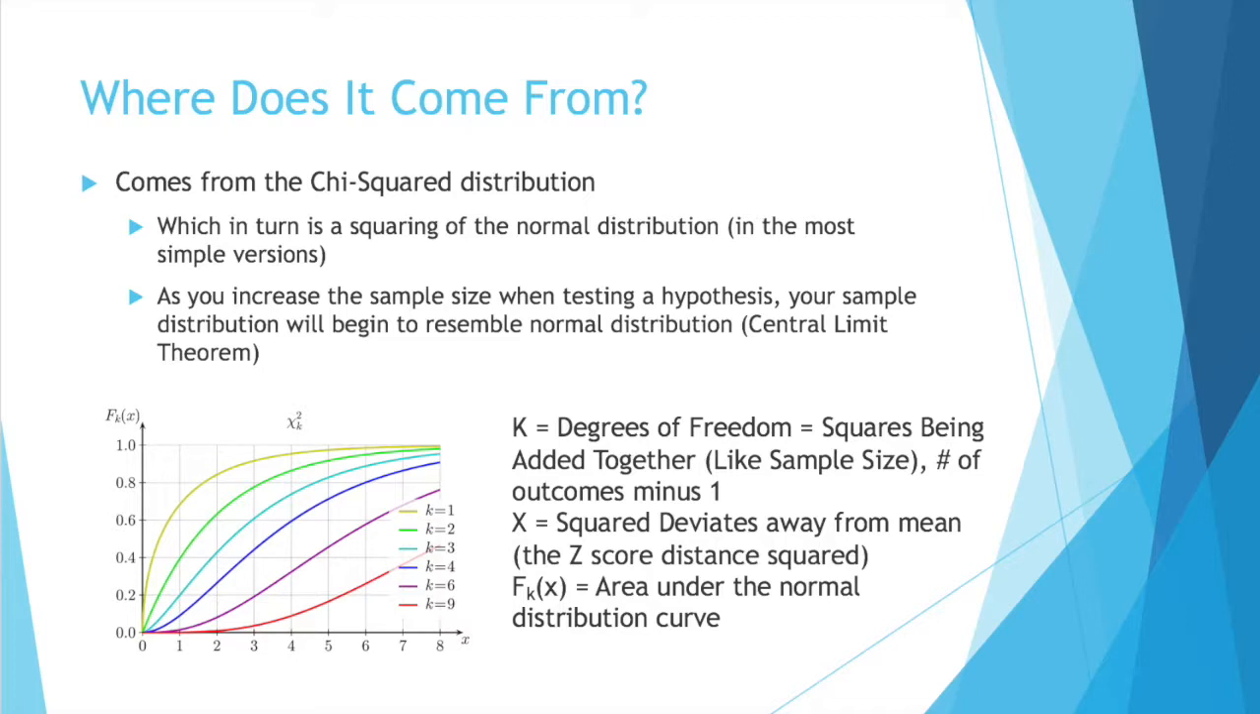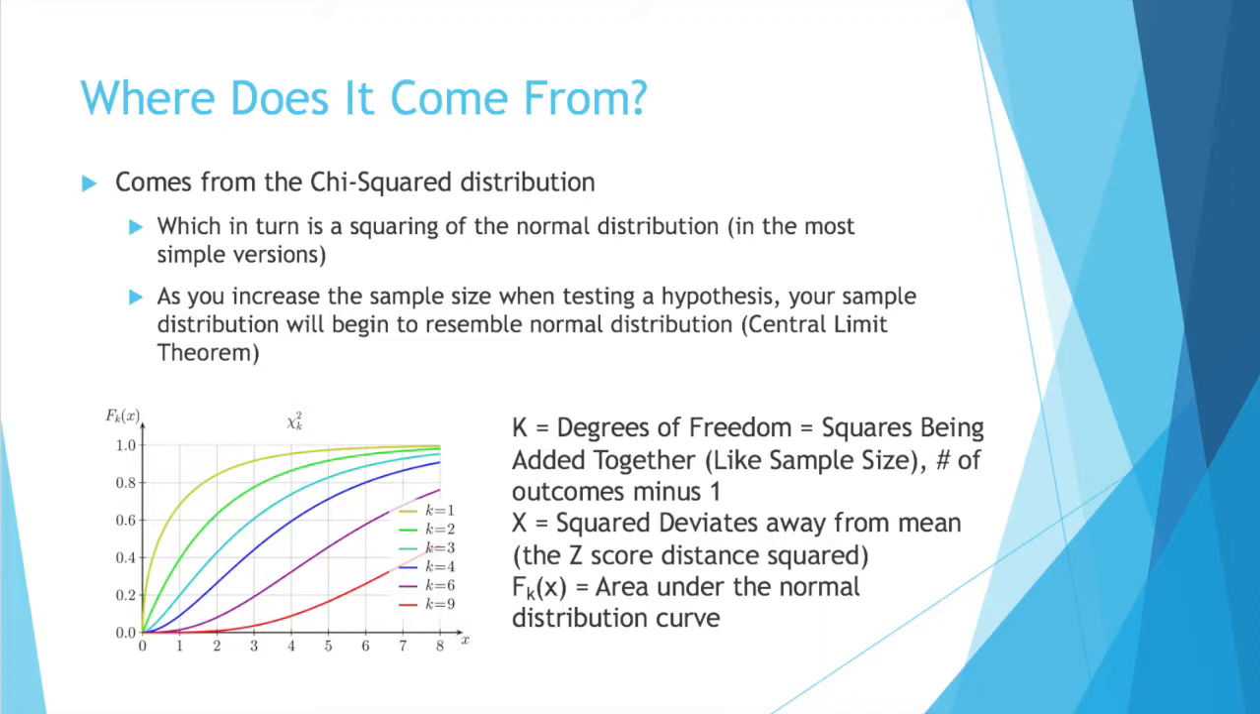Each line represents a different k, which is degrees of freedom. That's the squares being added together. It's like a sample size. It's the number of total outcomes you have minus 1. X on the chart is the squared deviates away from the mean. It's like the z-score, only it's that z-score value squared. You square it to always keep it positive because it's a distance, similar to normal distribution and standard deviations. F of x is the area under the normal distribution curve.